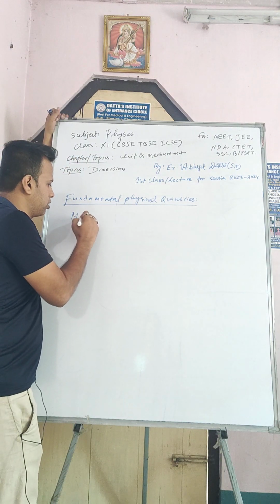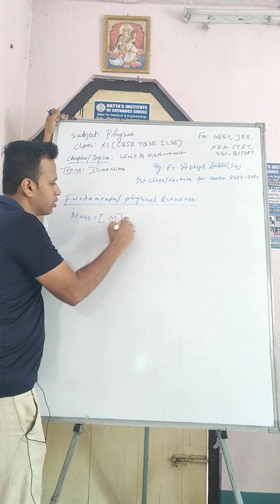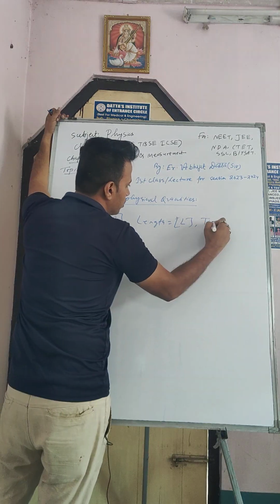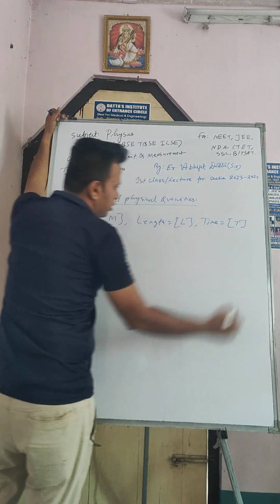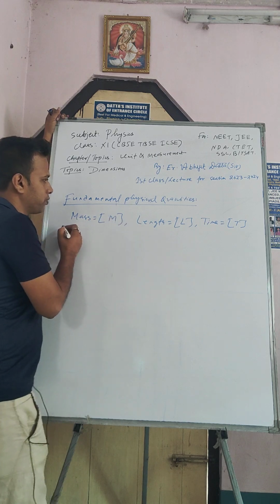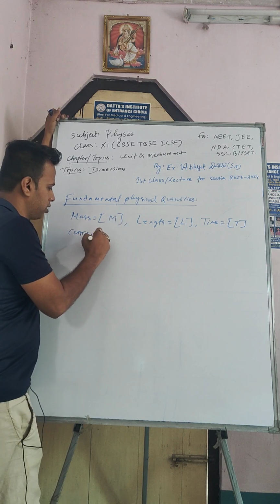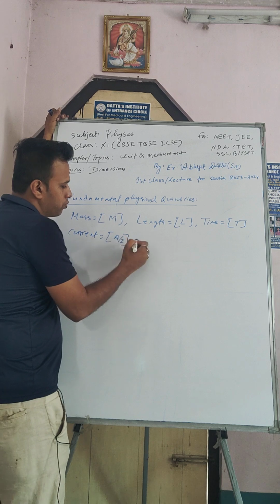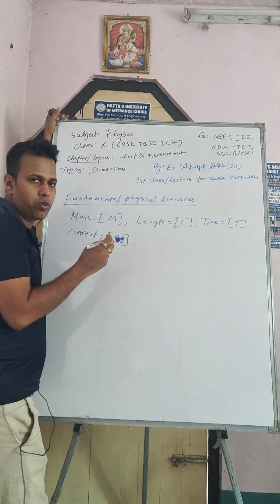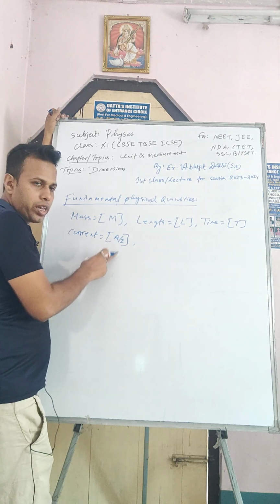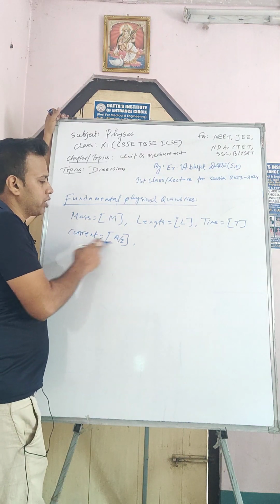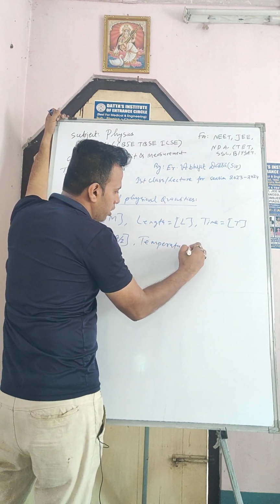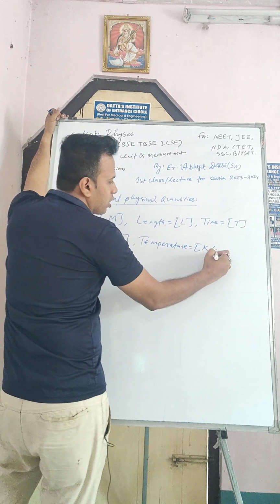That is, number 1 is mass. It is denoted by M. Then length. It is denoted by capital L. And time. It is denoted by capital T. Okay. Then current, and it is denoted by A, or in some books it is I also. In some state boards, like TBSE and CBSE, Tripura and West Bengal state board, in some books they write I also. Next one is temperature, denoted by K or theta in some books.